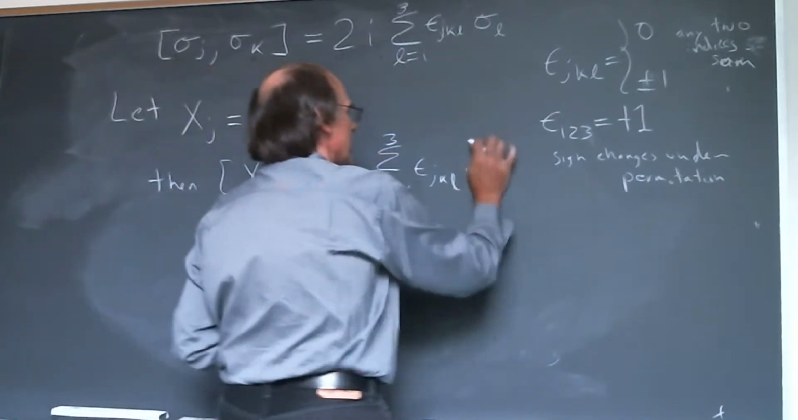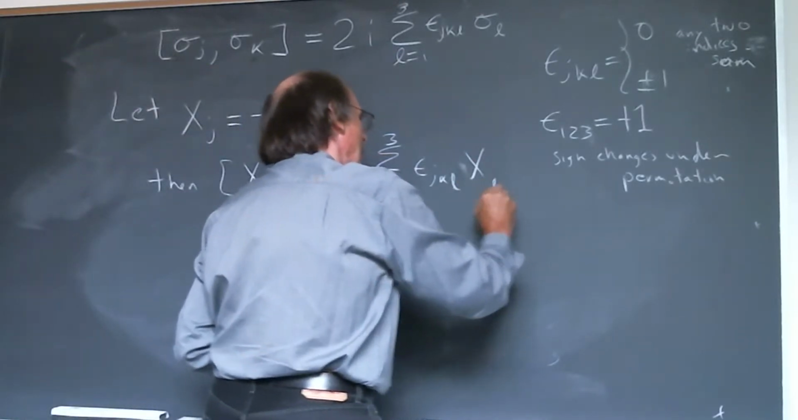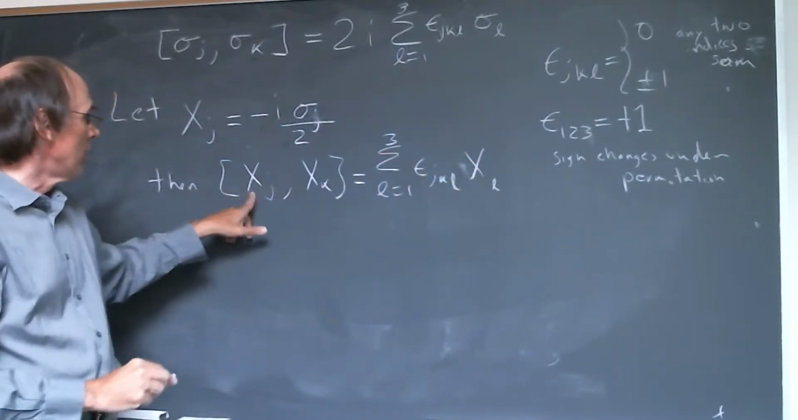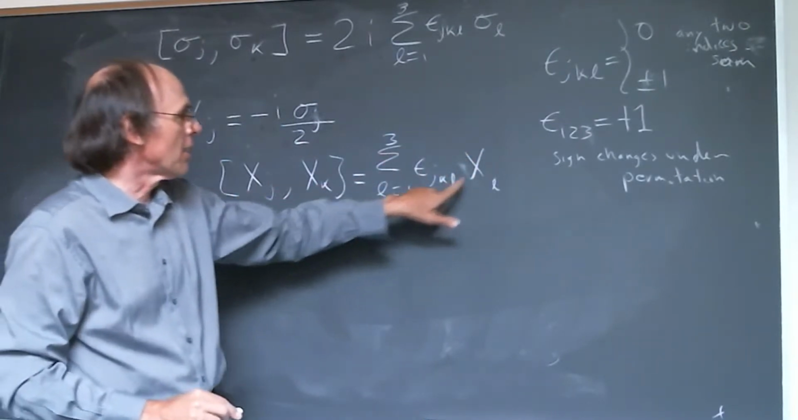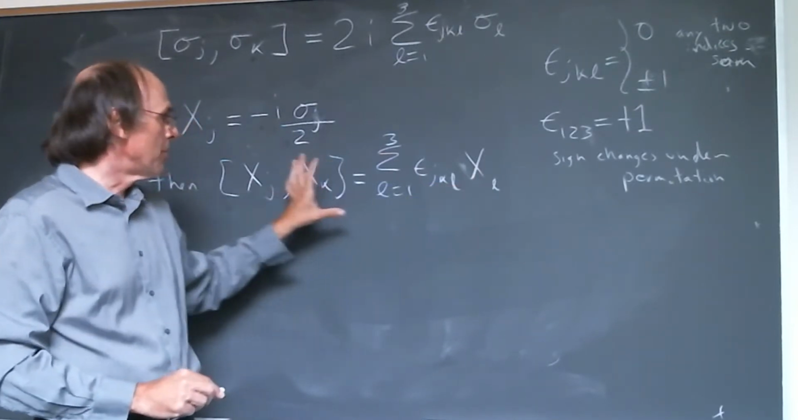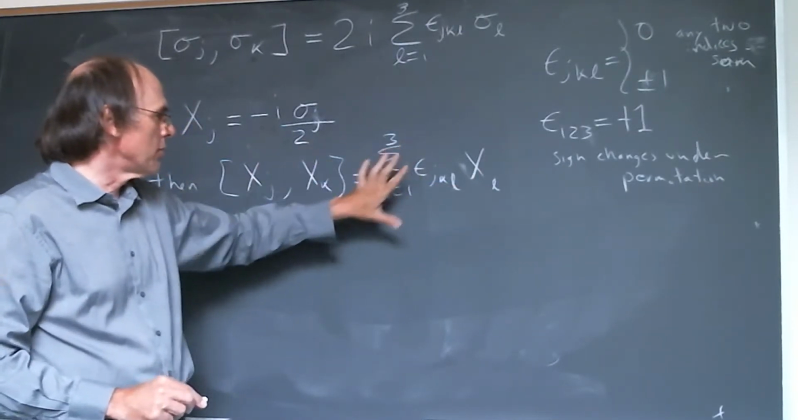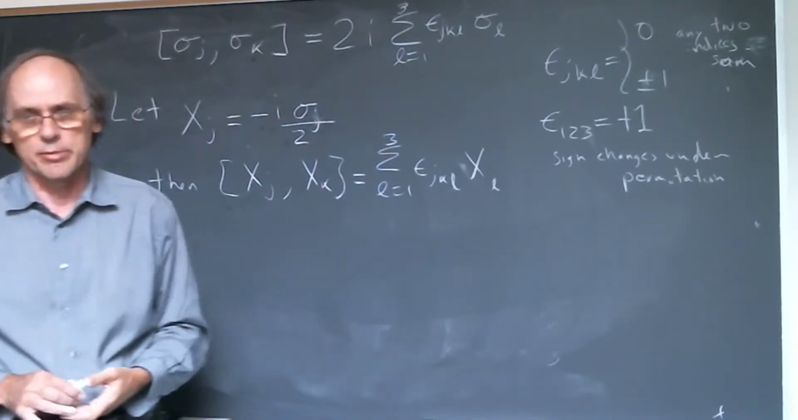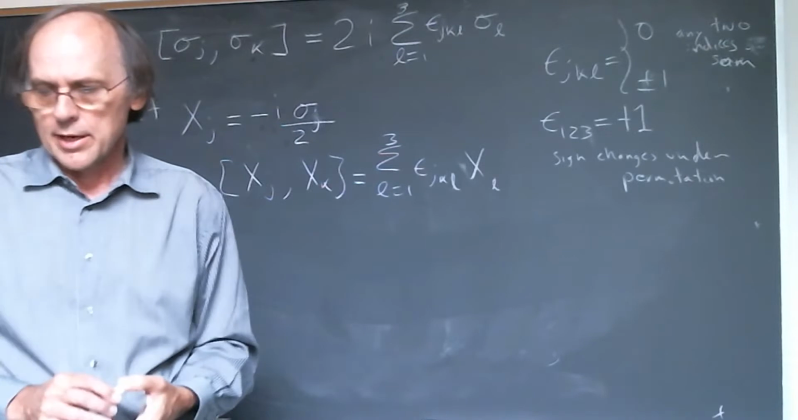Oh, sorry. They obey some formula like this: if you take a commutator of 2 of them, you get a linear combination of the others. But this is what happens for the Lie algebra of SU2. We're going to see general Lie algebras next week.